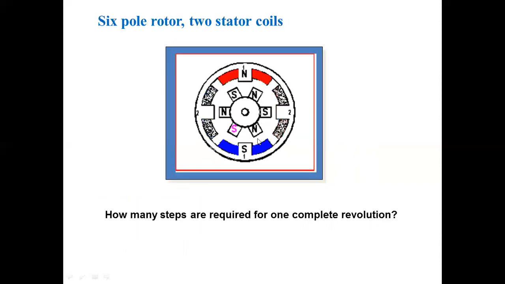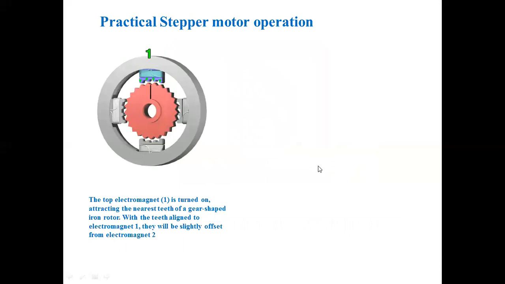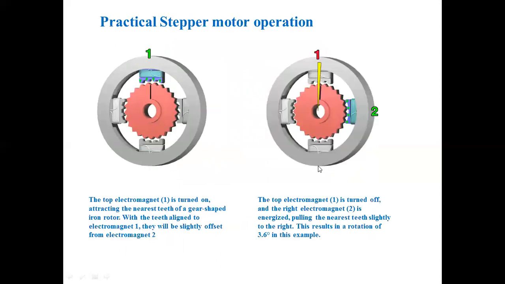Here, how many steps? That is nothing but the step angle. In the practical stepper motor, if you observe, the first one, the top electromagnet, is turned on, attracting the nearest teeth of the gear-shaped iron rotor. With the teeth aligned to electromagnet 1, they will be slightly offset from electromagnet 2.